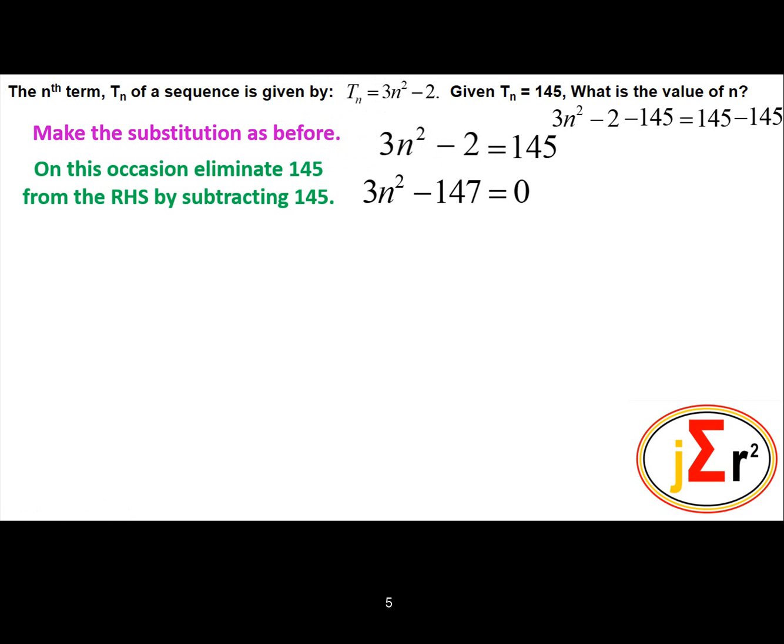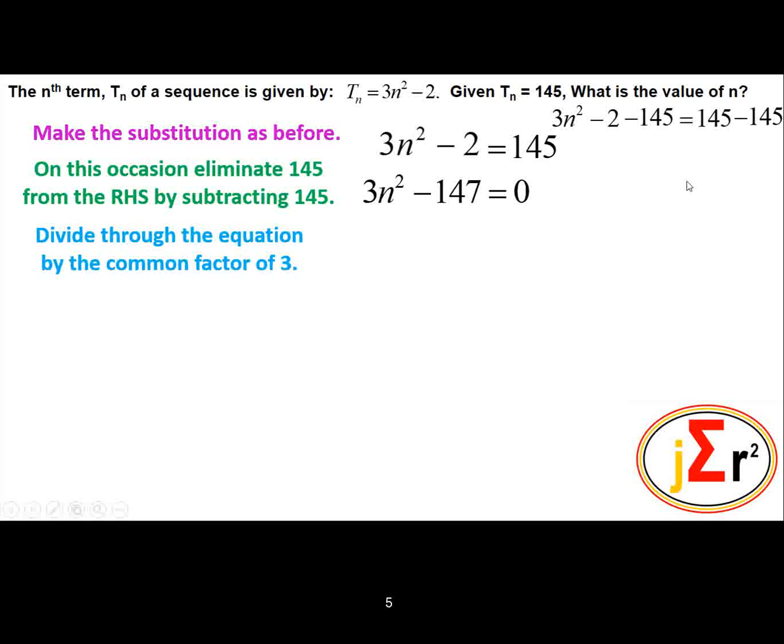So there we have the result, which is the following step. We have 3n squared, and here -2 minus 145 will give us -147. So our microscopic view always is of very great importance.